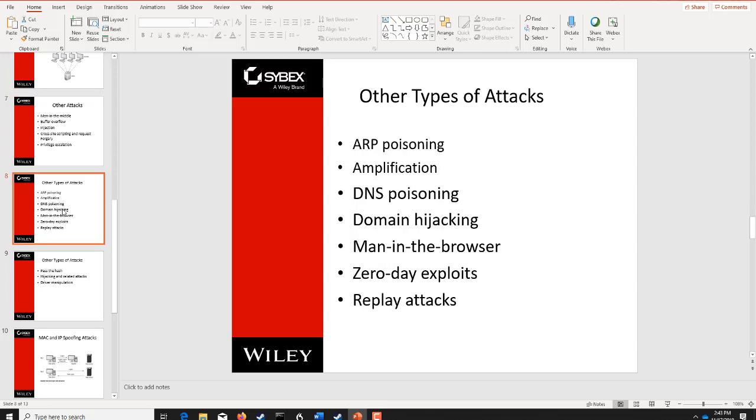Other types of attacks that are explained in Chapter 9: ARP poisoning, which is more of a network-based attack, can be used in a couple of different ways. It can be used in conjunction with a spoofing attack, or it can be used in conjunction with a denial of service attack. DNS poisoning is where we basically poison the DNS server and we can redirect traffic to wherever we want based on that. Domain hijacking is very similar to DNS poisoning, where we take control not of the IP address but of the domain and point it to the IP address that we want.